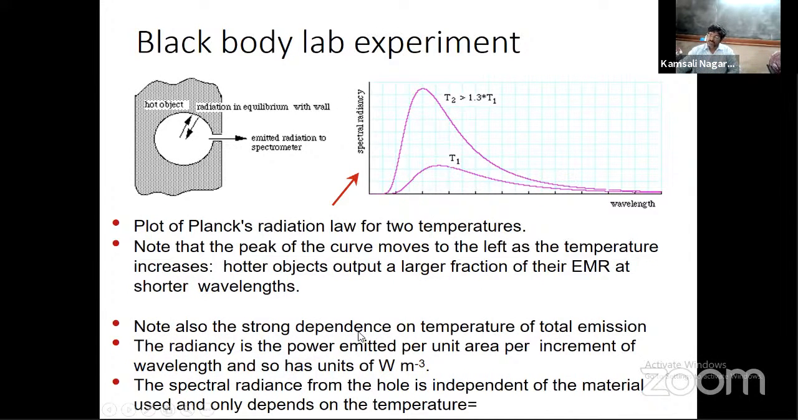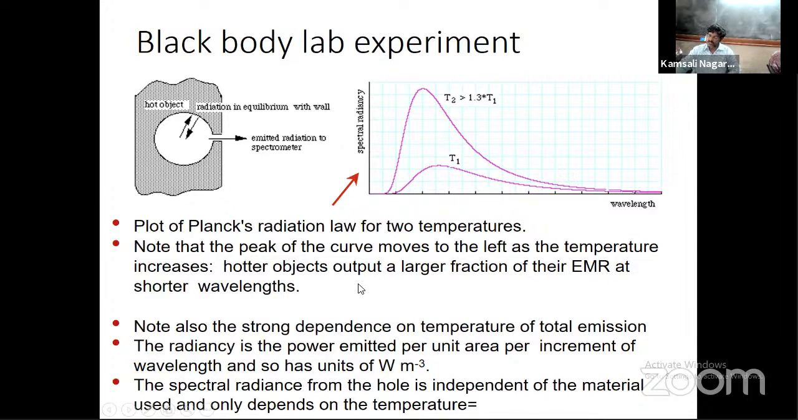It also notes that a strong dependency exists between the temperature and the total emission. Means if you estimate the area under the curve, for the lower temperatures the area should be smaller, and for higher temperatures the area should be more. Quite the reverse of that kind.